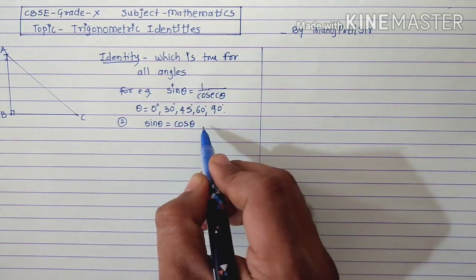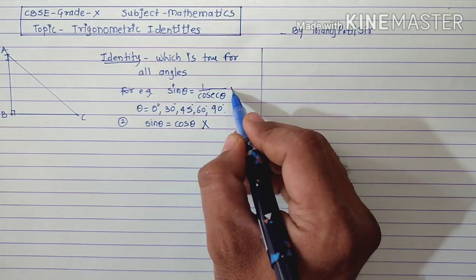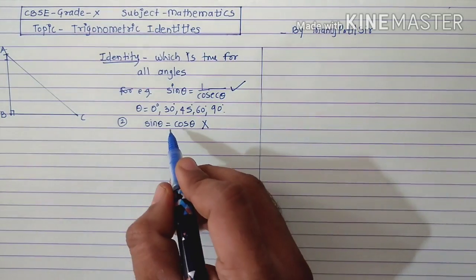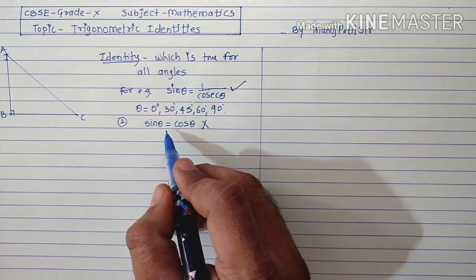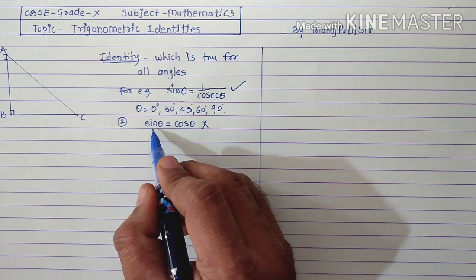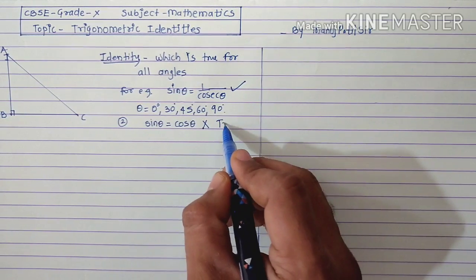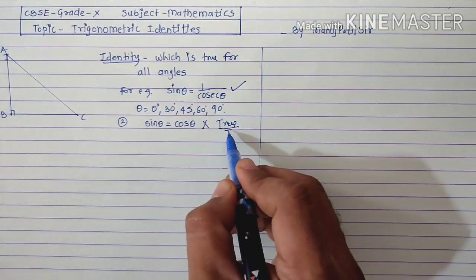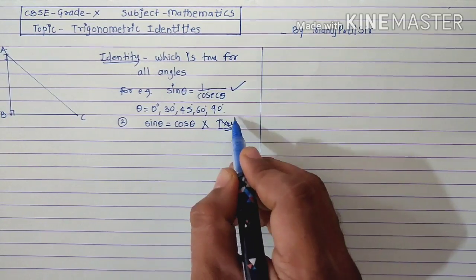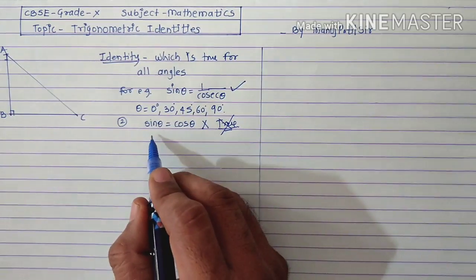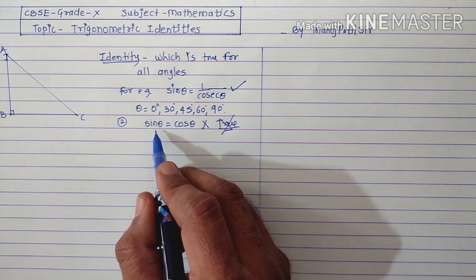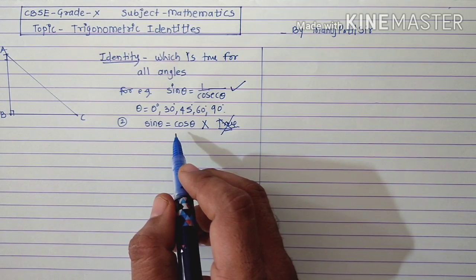Second example, if we say sin theta is equal to cos theta, this is not a trigonometric identity. Why is this not a trigonometric identity? Because sin theta equal to cos theta is not true for all angles, and that's why this is not a trigonometric identity.